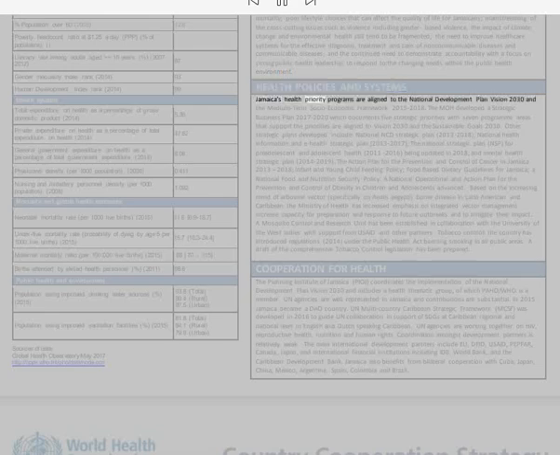Health policies and systems. Jamaica's health priority programs are aligned to the National Development Plan Vision 2030 and the Medium-Term Socioeconomic Framework 2015-2018. The MOH developed a Strategic Business Plan 2017-2020 which documents 5 strategic priorities with 7 program areas that support the priorities, aligned to Vision 2030 and the Sustainable Development Goals 2030.